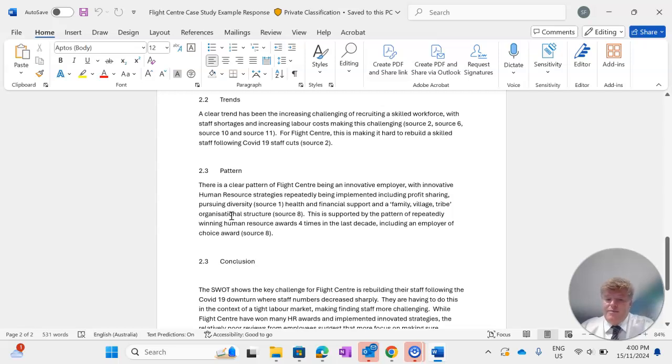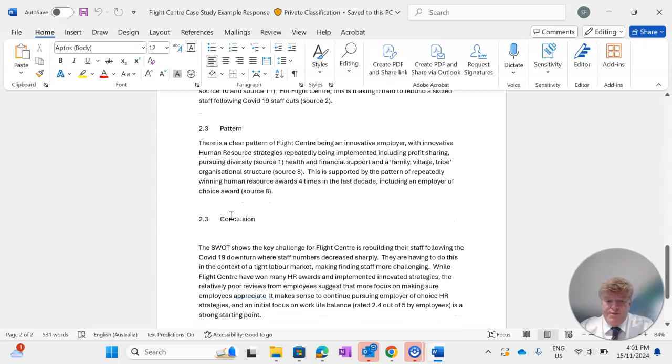And a pattern is something that repeats over time, so it's important to try and emphasise that element. There's a clear pattern of Flight Centre being an innovative employer with innovative human resource strategies repeatedly being implemented. So trying to emphasise this idea that it's a pattern, something that happens repeatedly over time, including profit sharing, pursuing diversity, health and financial support, and a family, village, tribe organisational structure. This is supported by the pattern of repeatedly winning human resource awards four times in the last decade, including an Employer of Choice award. So the effect is that they've been very successful in that human resource area.